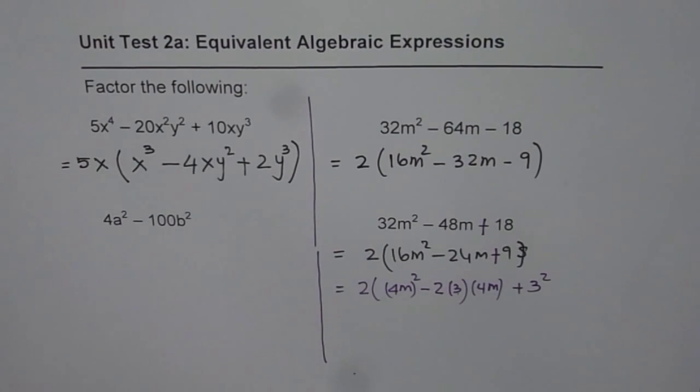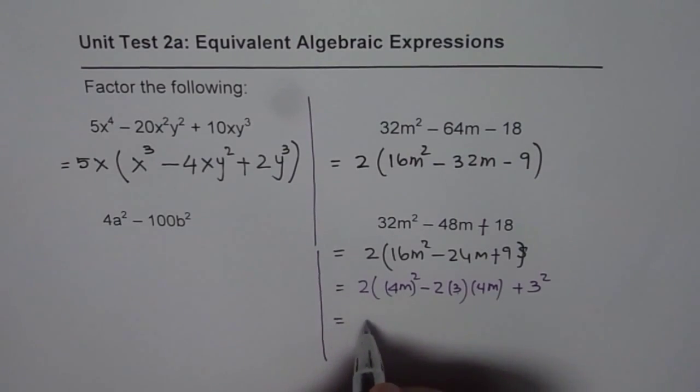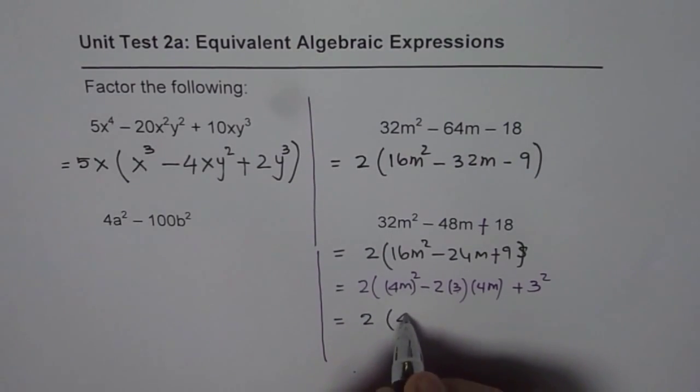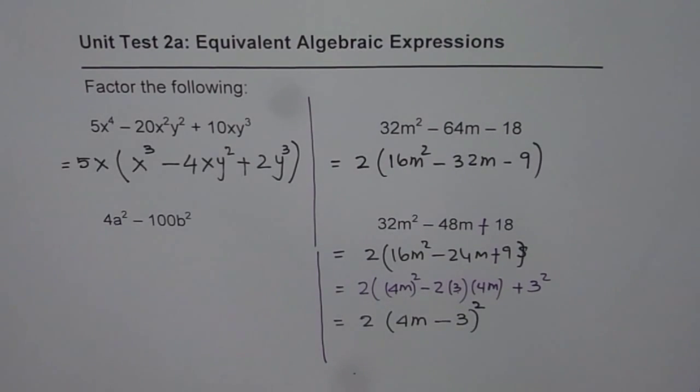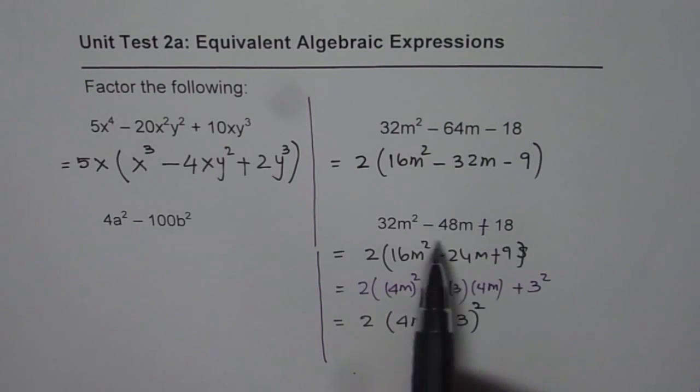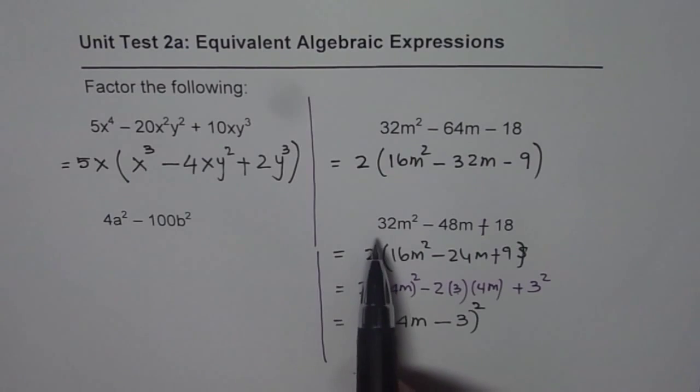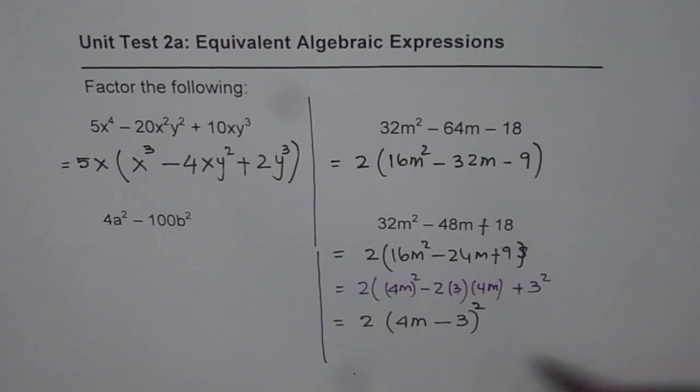So have a good look at it. In test we can have all variations of this question, right? So we have 2 times 4m minus 3 whole square. That is only the case if we have a trinomial which is plus 18, center term minus 48m, and the first term 32m square. In all other variations this could not be factored, right? So be careful about it, okay?